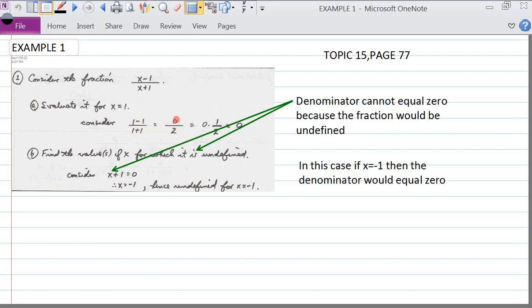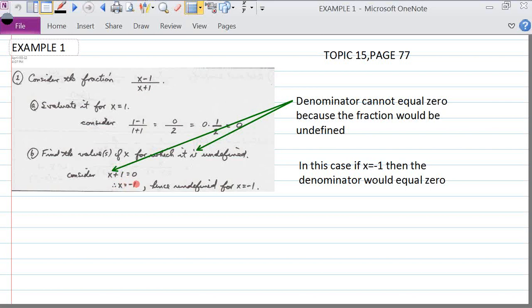When 0 is in the numerator and a number in the denominator, the answer is 0. So this is equivalent to saying 0 times a half. 0 over 2 is really equivalent to saying 0 times 1 over 2. Now, find the value or values of x for which it is undefined. It will be undefined if this denominator is 0. That's the only thing. And so what we have to do is set this equal to 0.